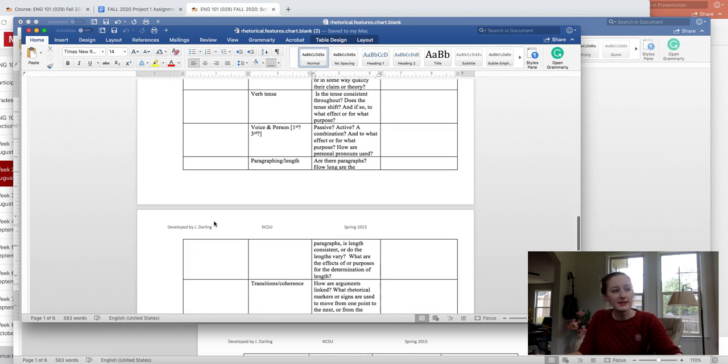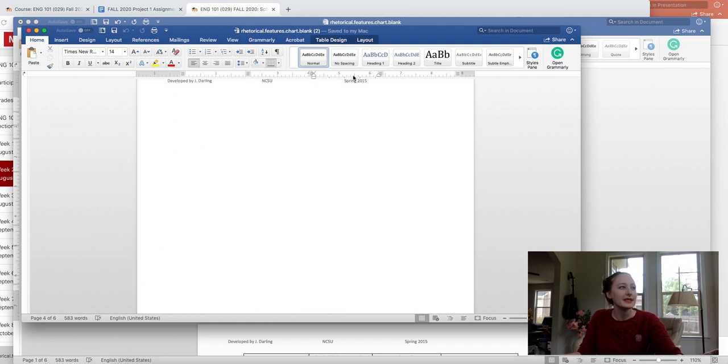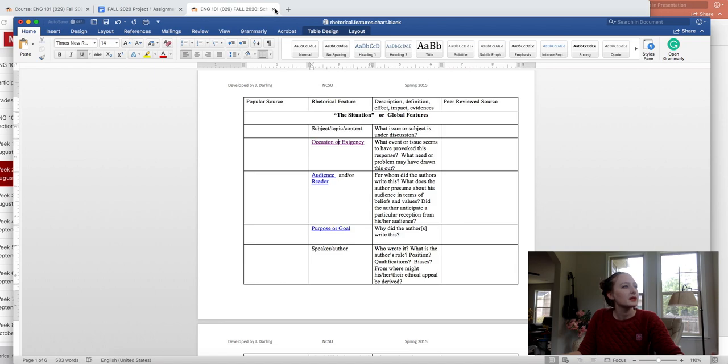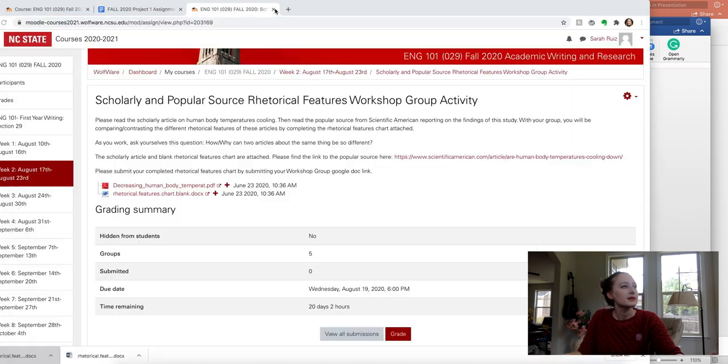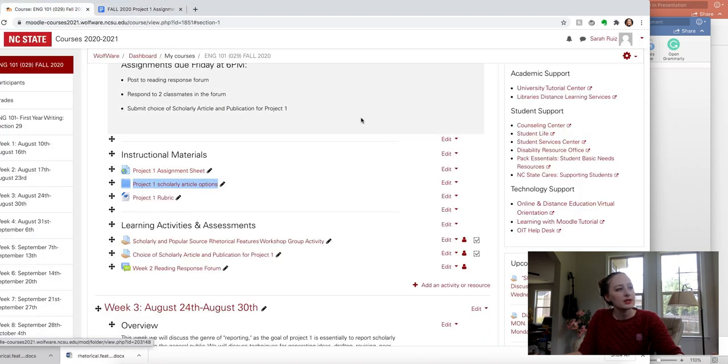So we need to fill this out with your group. It's a group activity, like something like this, paragraph length. What are the differences you see there? You're going to fill this out with your group. Once you are done, you're just going to submit the link to your Google Doc right there.